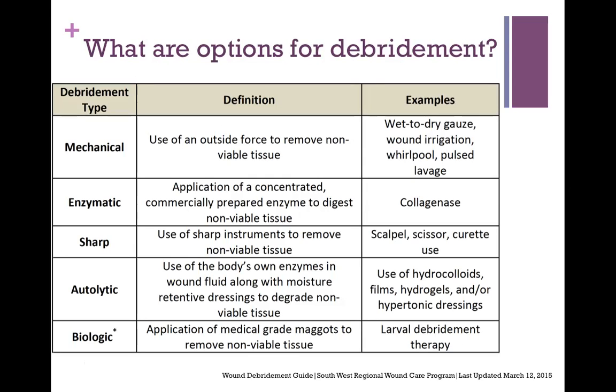Mechanical debridement, use of an outside force to remove non-viable tissue, for example, wet to dry gauze. Enzymatic debridement, for example, use of collagenase. Sharp debridement, using scalpel. Autolytic debridement, use of hydrocolloids. And biological debridement, for example, larval debridement therapy, or the medical grade maggots used for debridement.